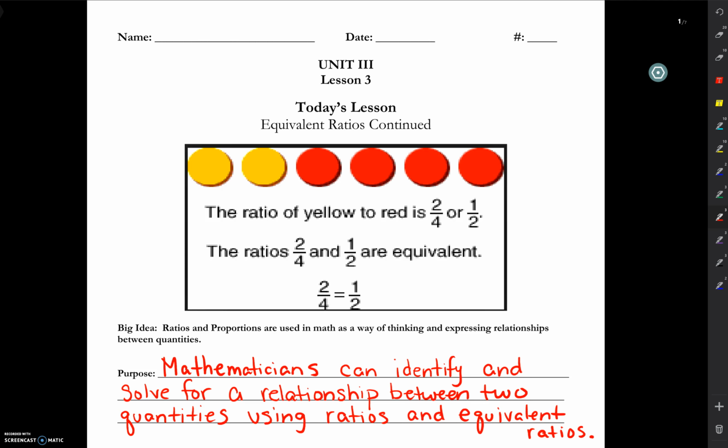So our purpose today is mathematicians can identify and solve for a relationship between two quantities using ratios and equivalent ratios. And the key word for this that's different from previous ones is the word solve. So today you're going to solve for equivalent ratios. Now go ahead and pause your computer and write our purpose, understand our purpose, and then we can continue when you're ready.